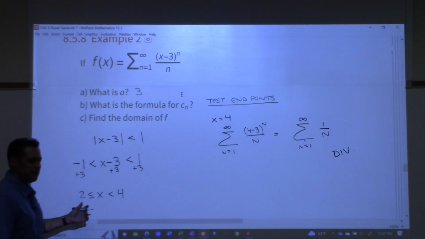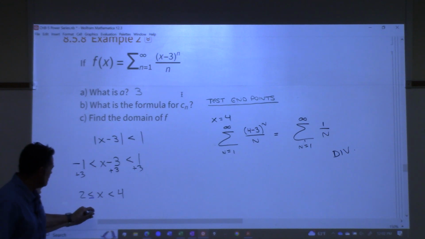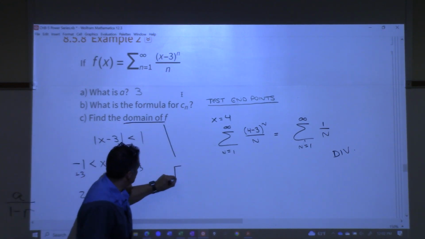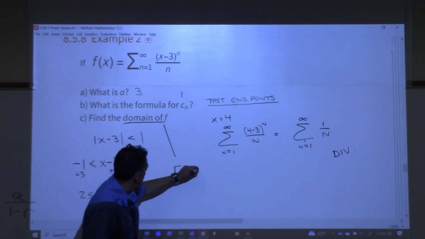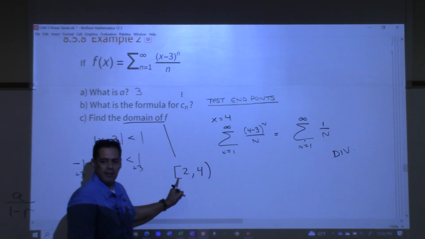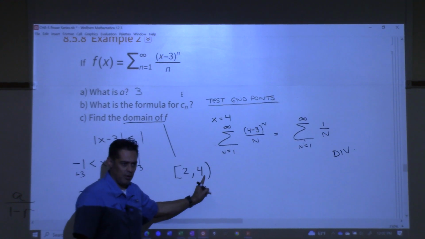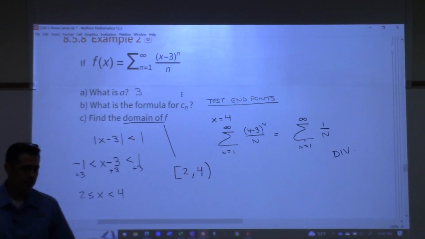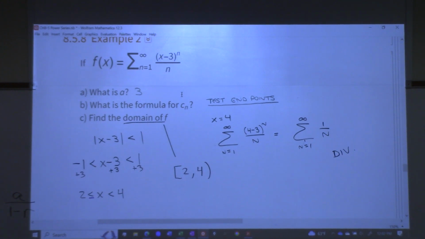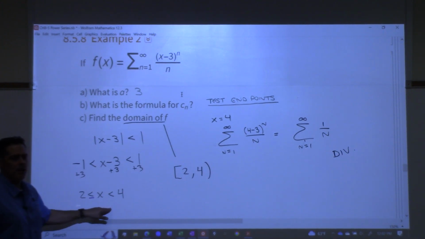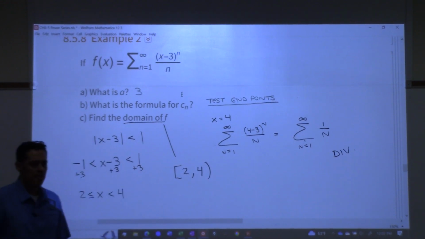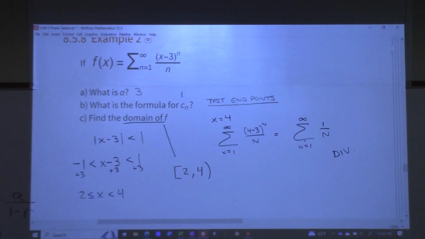And so your answer, if you wrote it as an interval, what is the domain of this function? It would be this interval, 2 to 4. Bracket, include the 2, parenthesis, don't include the 4. Should we write it like that? Yep. I'm okay with you writing it this way as well, but most textbooks will just go to interval notation.